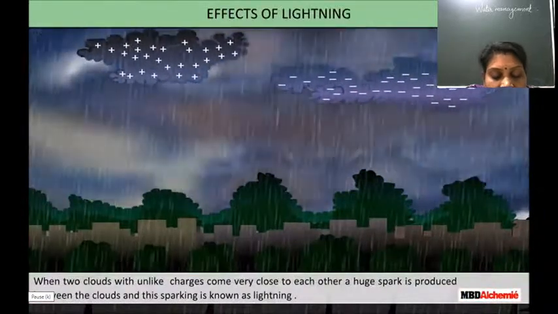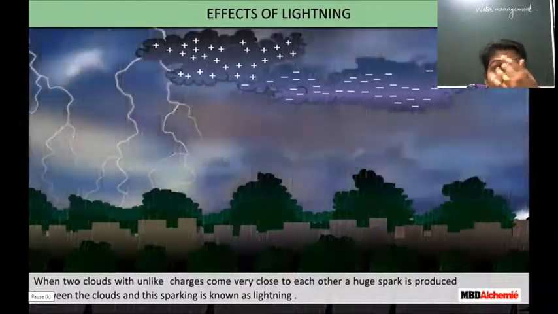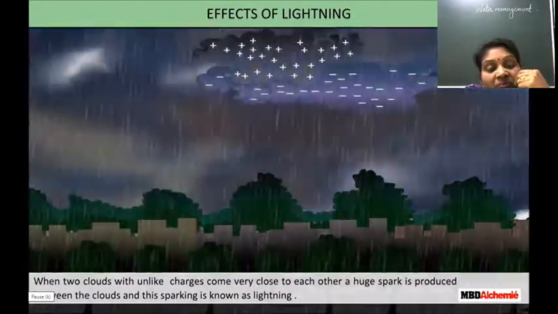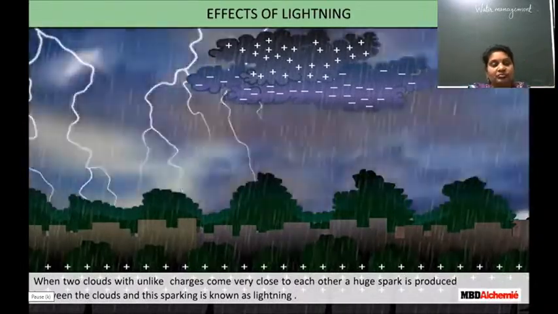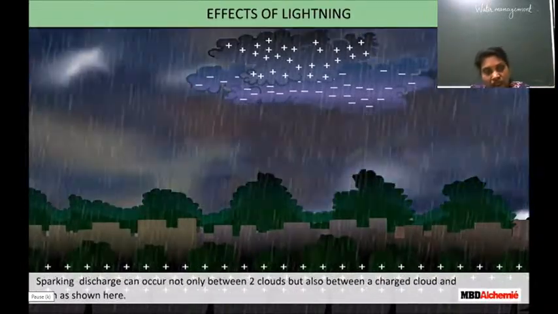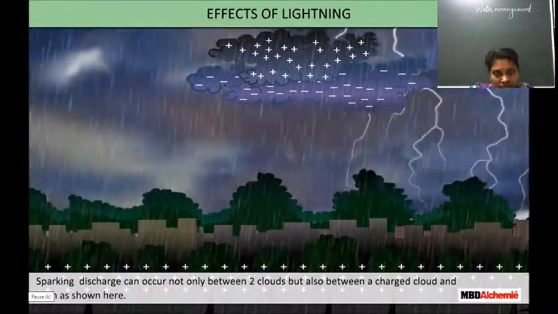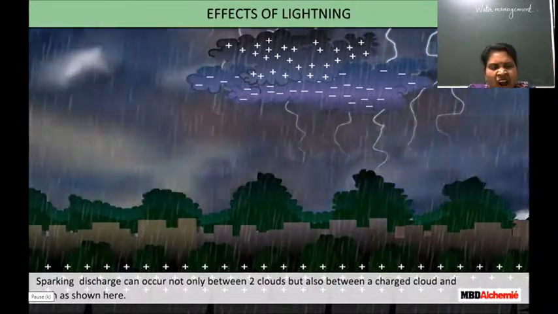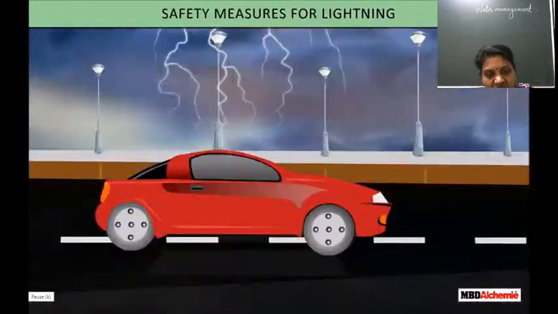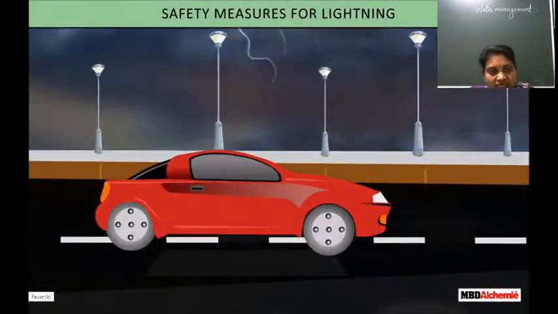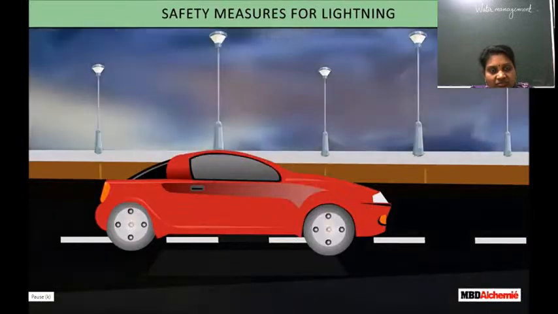When two clouds with unlike charges come very close to each other, a huge spark is produced between the clouds, and this spark is known as lightning. Sparking discharge can occur not only between two clouds but also between a charged cloud and the earth, as shown here. Some safety measures against lightning are given here.